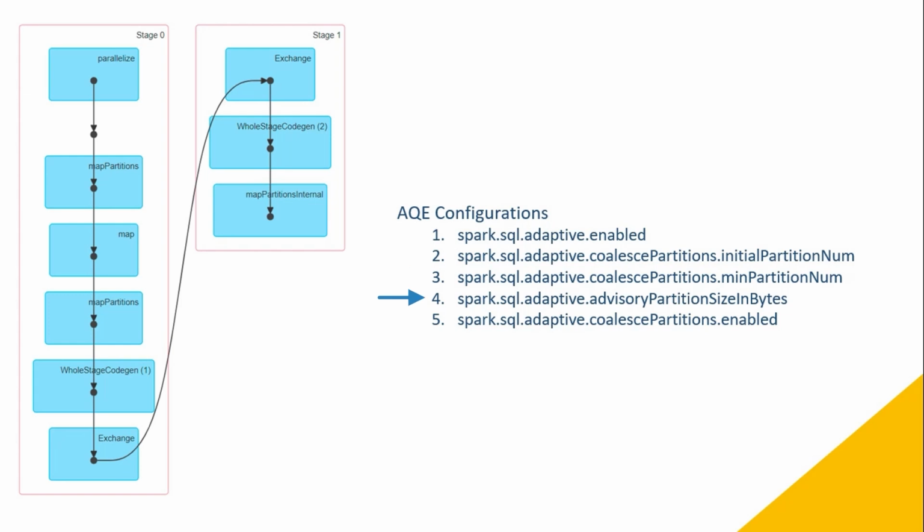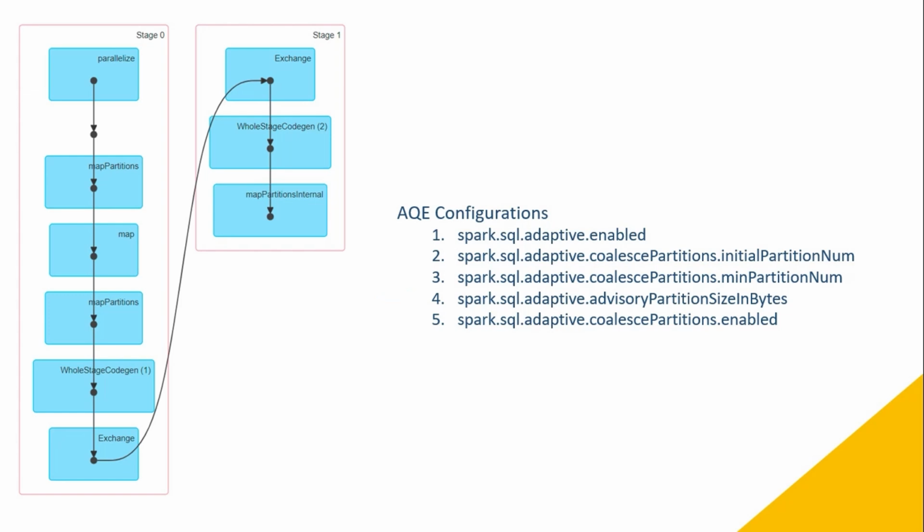Now let's talk about the third configuration. The default value for this configuration is 64 MB and it works as an advisory size of the shuffle partition during adaptive optimization. So this configuration takes effect when Spark coalesces small shuffle partitions or splits skewed shuffle partitions. I'll talk about splitting the skewed partitions in the following video. So for now, you can think of this number as an advisory to AQE. The AQE will use this number for determining the size of the partitions and combine them accordingly.